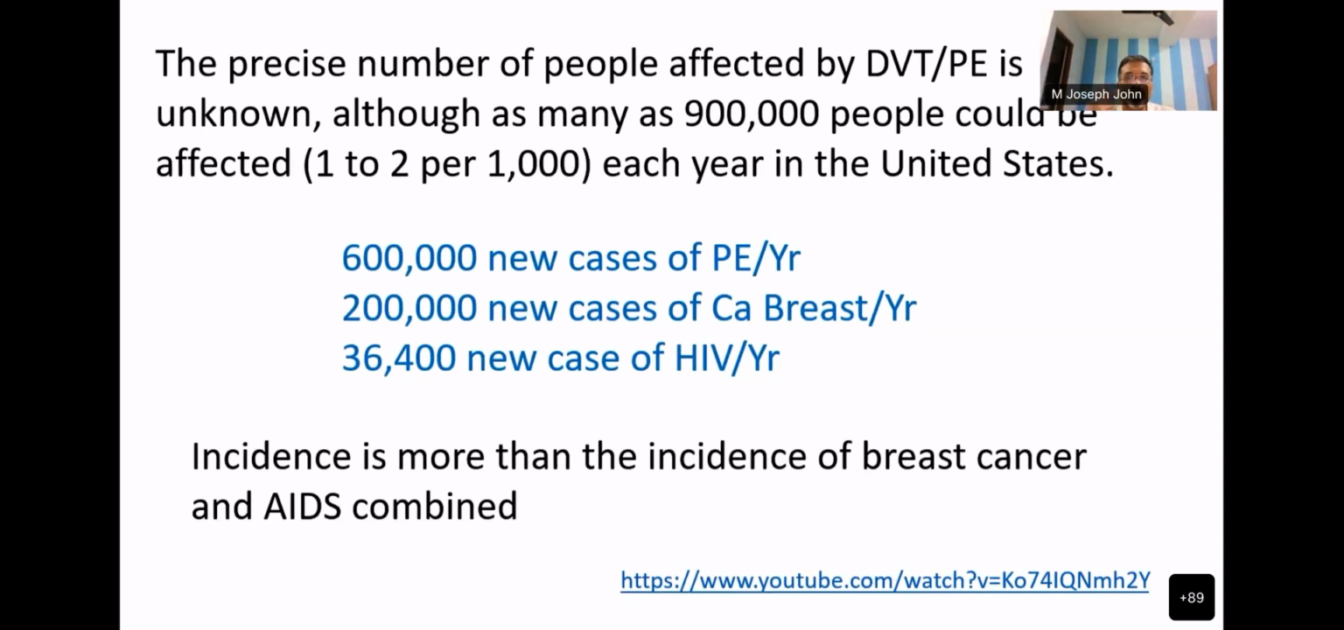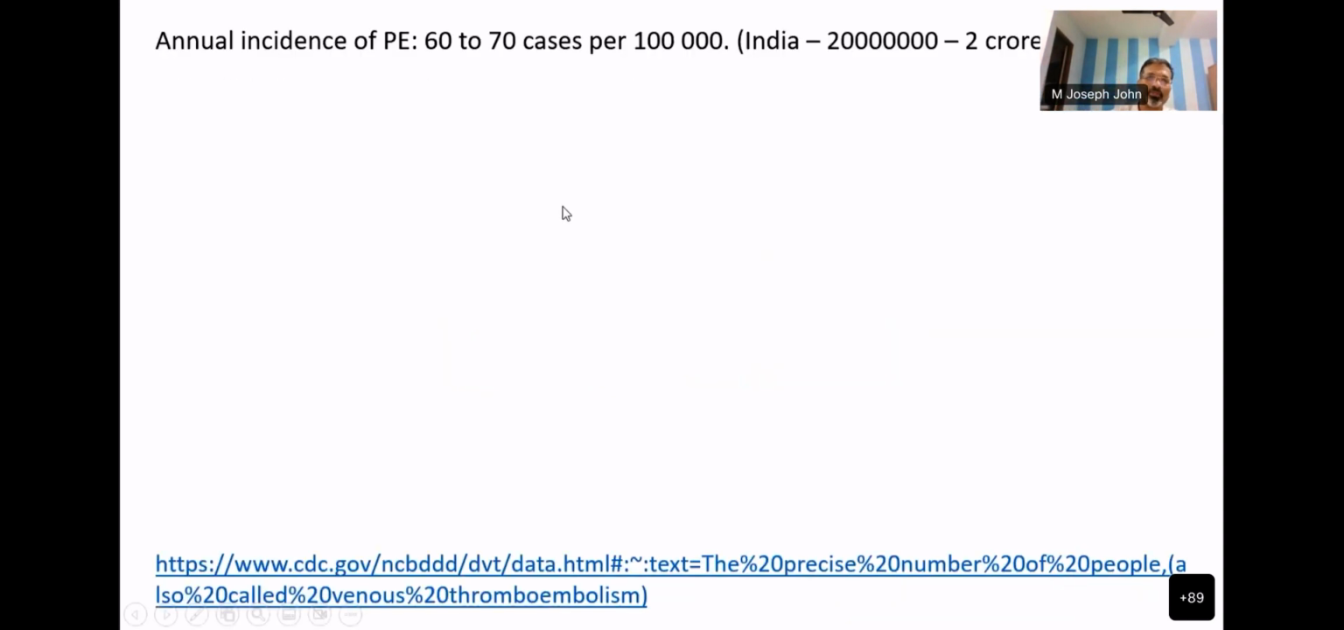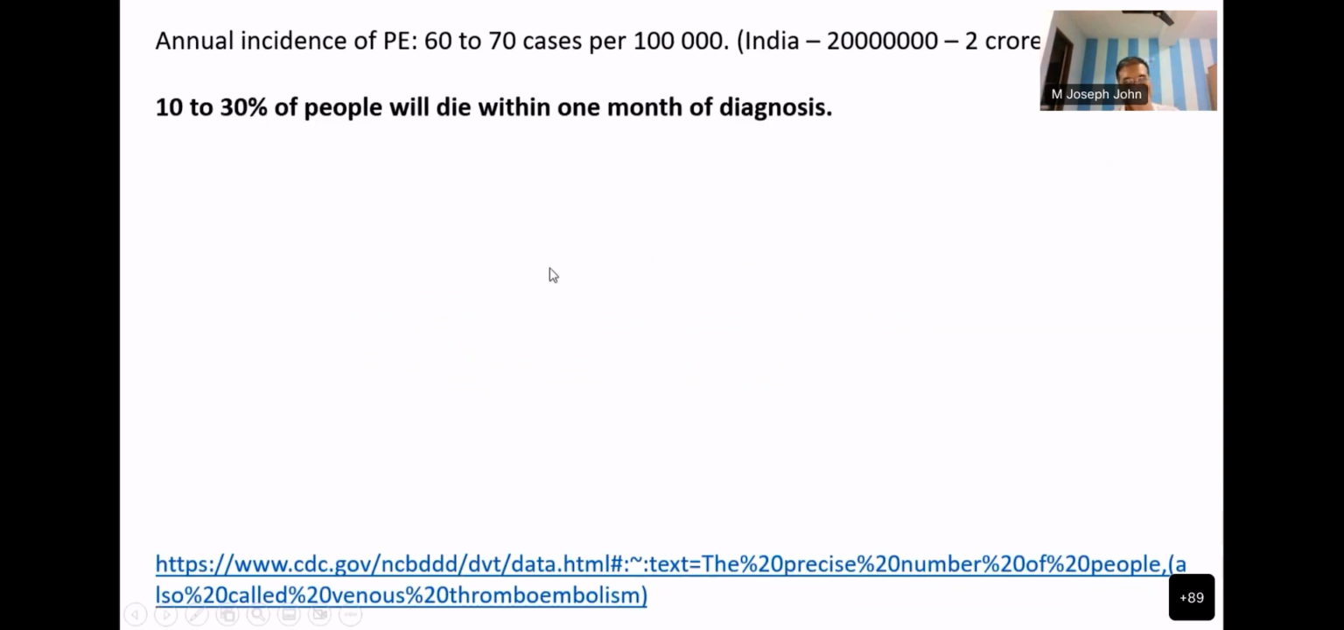If you say that breast cancer and AIDS are very common in the country, even both put together cannot match even half of the new cases of PE per year. So you understand the gravity of the problem and the importance of knowing the diagnosis and how to do that in India. By that extrapolation, we will get about 2 crore patients in the country, managed by just a handful of pathologists and clinical hematologists. Of course, all specialties manage them.